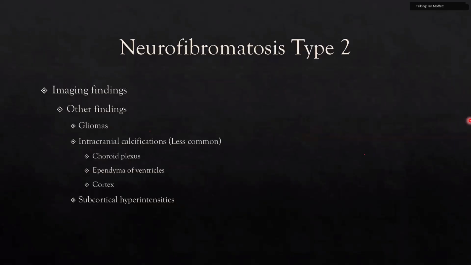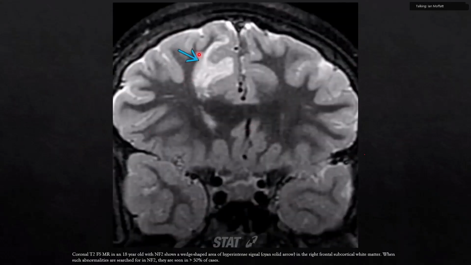Other potential imaging findings, they do have a higher incidence of gliomas. They can have extensive intracranial calcifications in the choroid plexus, the ependyma, the ventricles, and in the cortex. And apparently 50% present with subcortical hyperintensities, which look almost like tubers. But apparently, if you look hard enough, you can find these in about 50% of NF2 patients. No associated mass effect, just hyperintense.